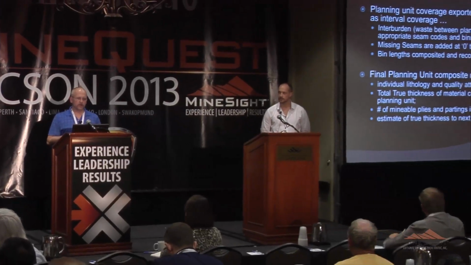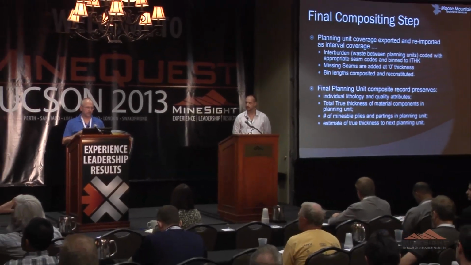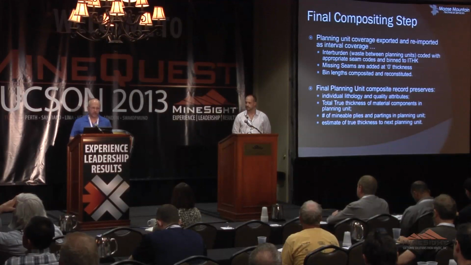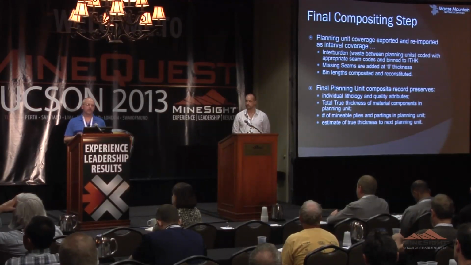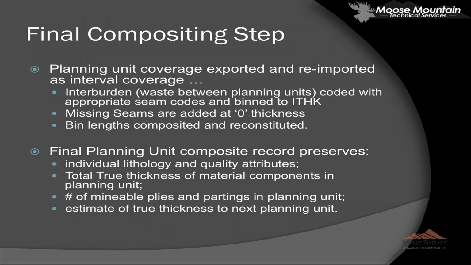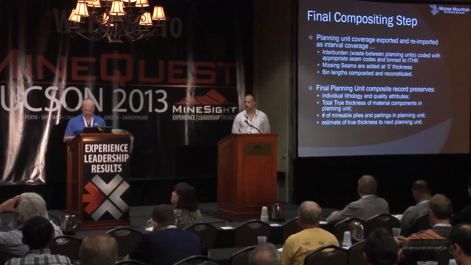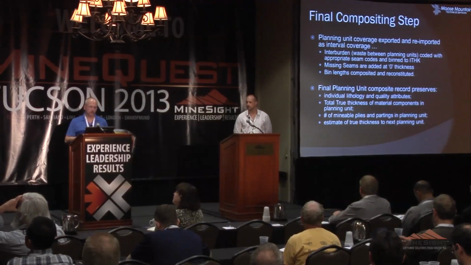So finally, in the final model unit composite, we've preserved the individual lithology and quality attributes. We know how much coal is in the composite. We know how much of that is mineable. We know how much parting is in the composite. We know how much of that is non-removable. We know how many partings there are in the composite, and we know the thickness of the partings in the composite. So all the requirements for doing detailed planning work have now been boiled down to this one final planning or model composite.